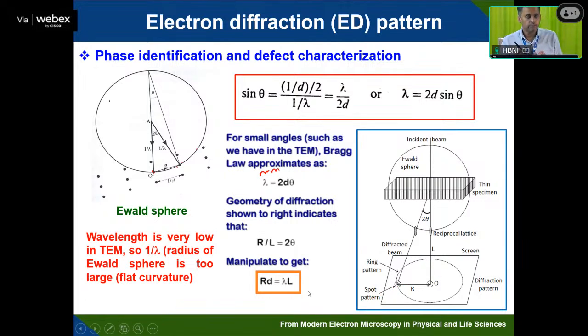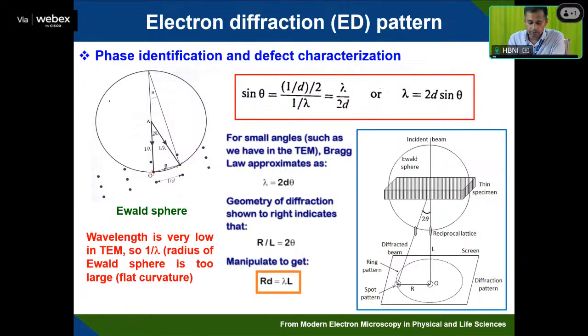You will be able to see much more information than corresponding to the X-ray diffraction pattern. But the only problem is that electron diffraction pattern analysis is much more difficult. That's why it's not that user friendly as compared to the X-ray diffraction pattern.